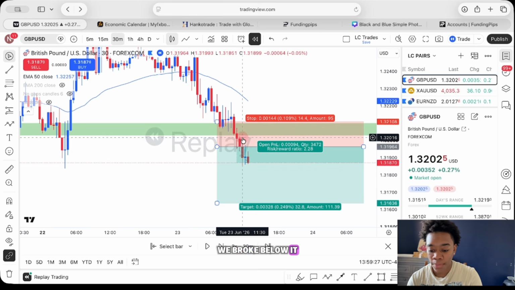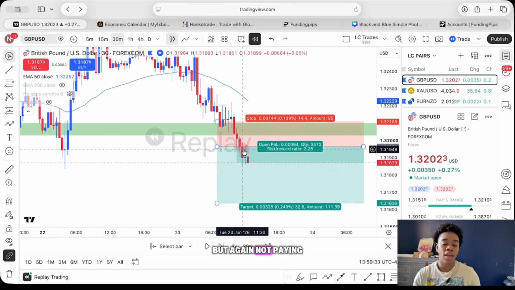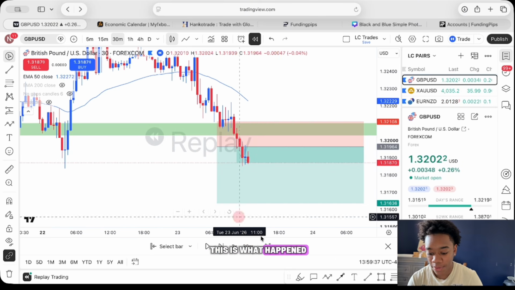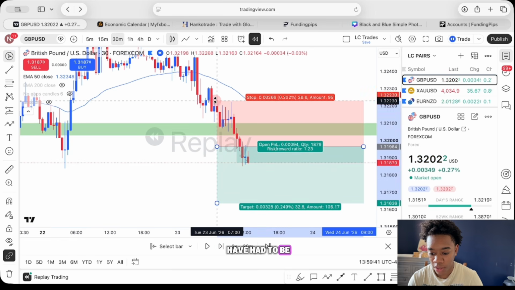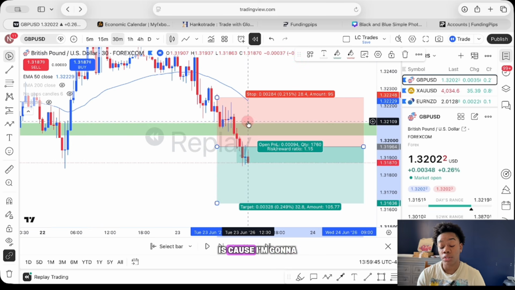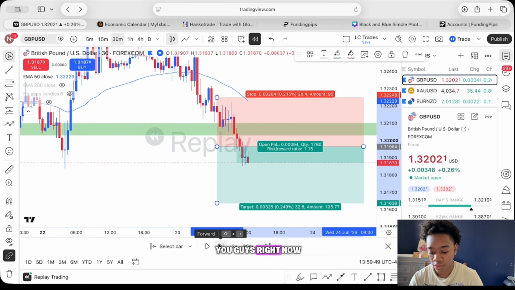We broke below it. I would have gotten in right here. This was going to be my entry point at this candle. But again, not paying attention at work, I missed everything. So this is what happened. Let's play it out. So your stop loss, my stop loss would have had to be literally above here. But the reason I'm entering this trade is because I'm going to do something called trailing my stop loss.